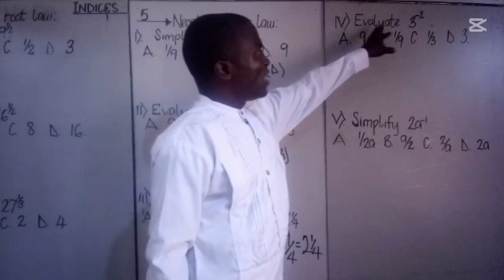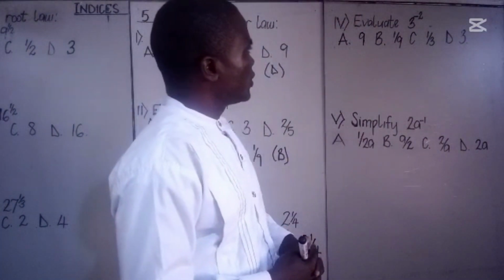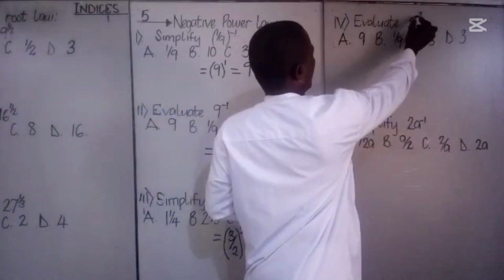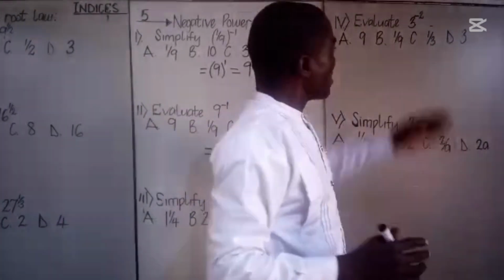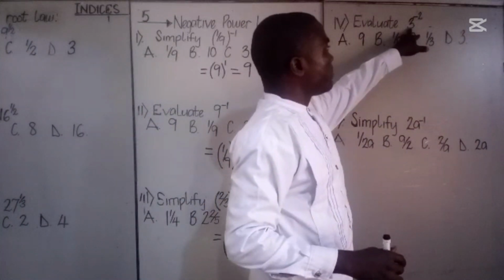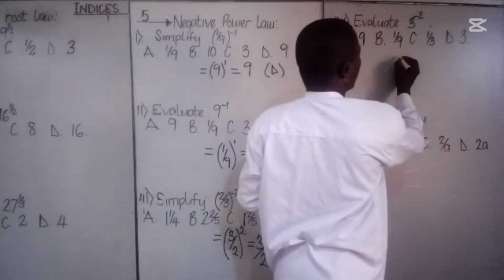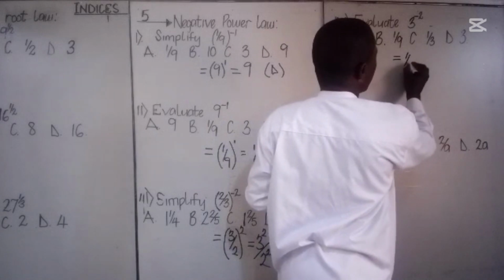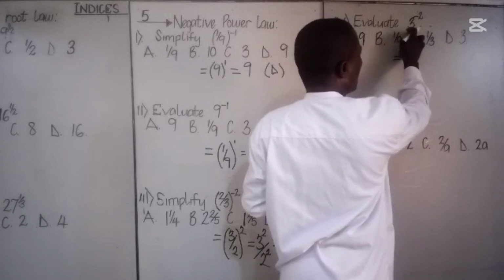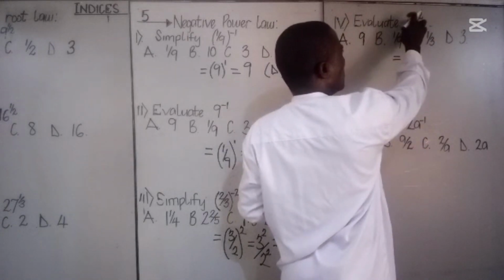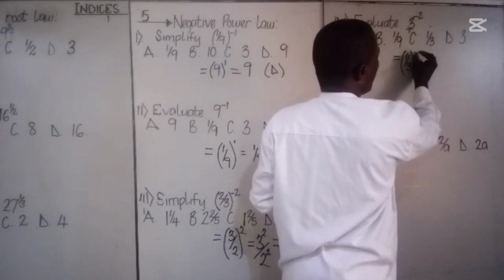The question says evaluate 3 raised to power minus 2. Here is also the concept of the negative power law because of the negative power that is here. How do we tackle this problem? We tackle this problem by taking the reciprocal of 3. The reciprocal of 3 is 1 over 3, because this one is 3 over 1. So reciprocal means the denominator becoming the numerator and the numerator becoming the denominator. That is the reciprocal. So we are now left with only 2 being the power.